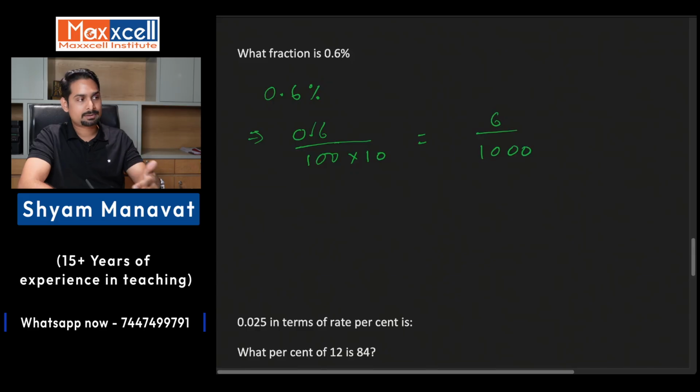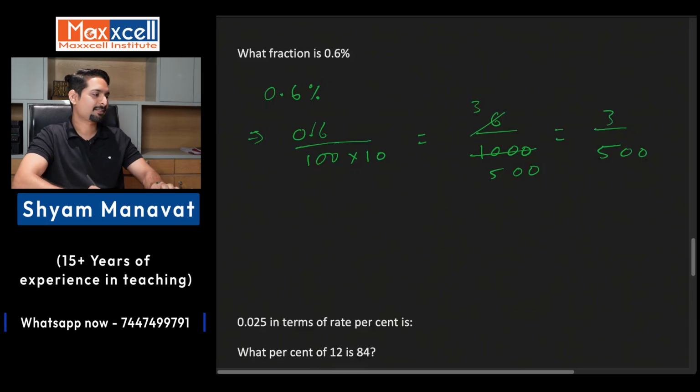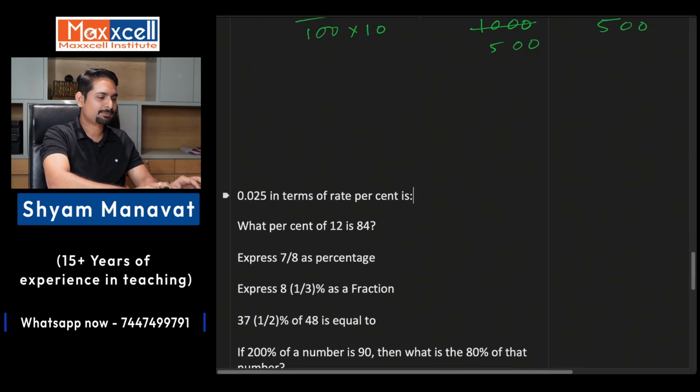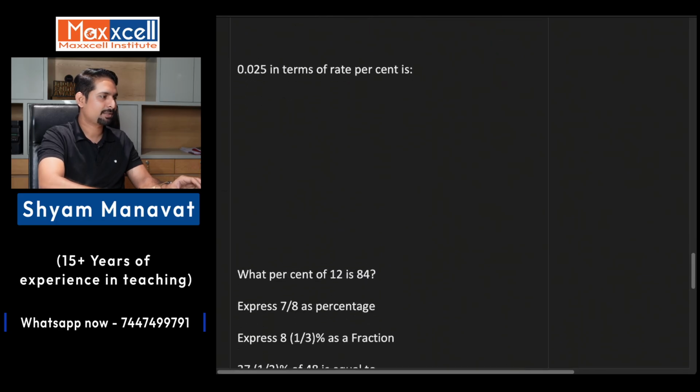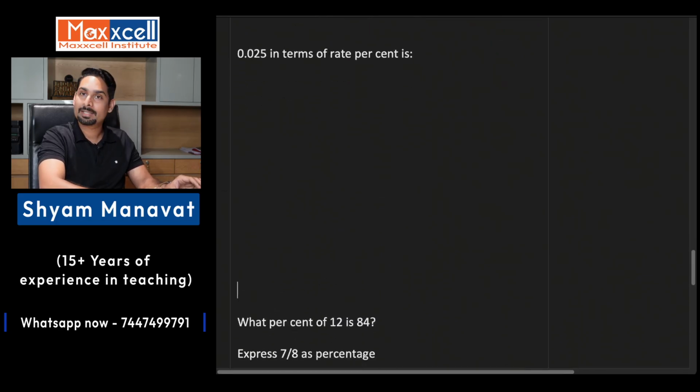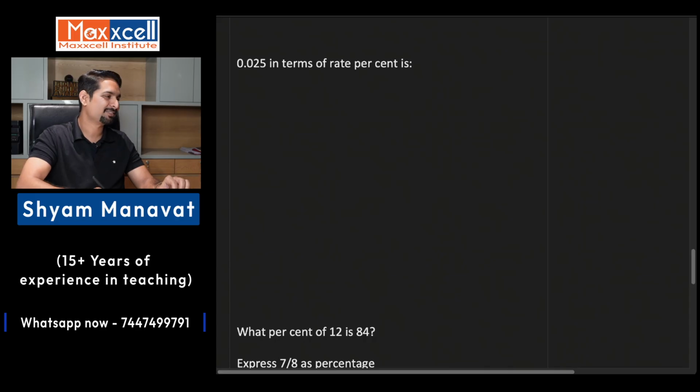If you want to simplify this further, you can cancel the numerator as well as the denominator by 2, so you have got 3 here. 2 5s are 10 with 2 zeros. I have 3 by 500, that is 0.6% in fraction. Okay, let's see one more question, and I have many questions for you today just to make you comfortable with percentage. Remember, okay, so 0.025 in terms of rate of percentages.